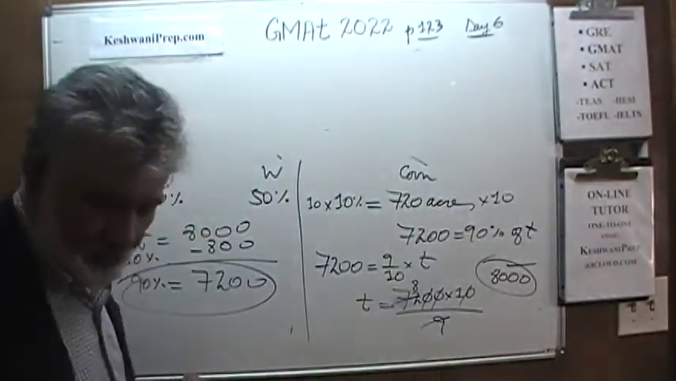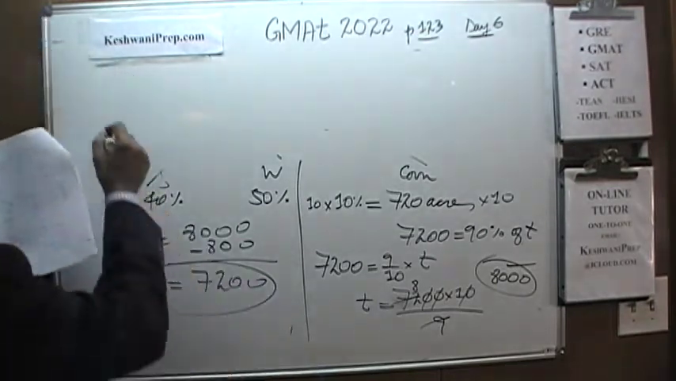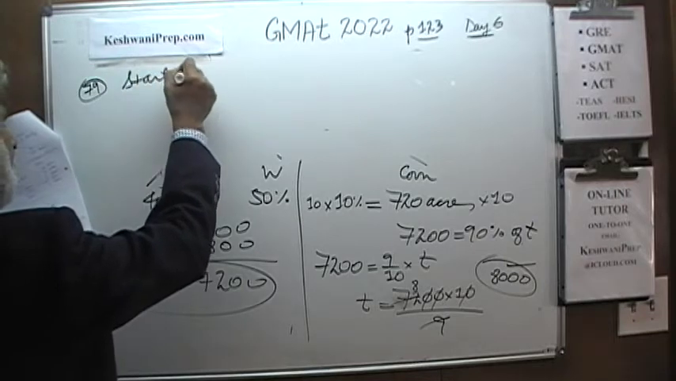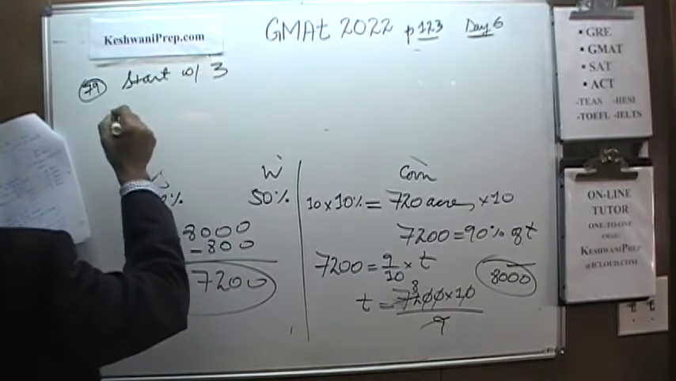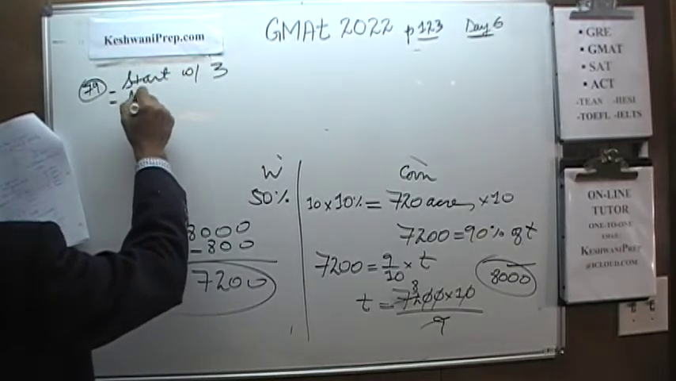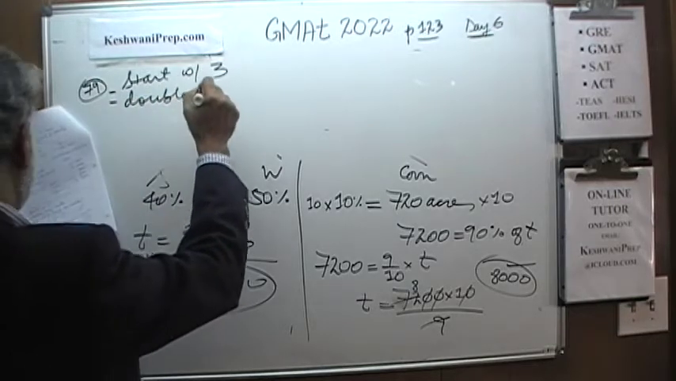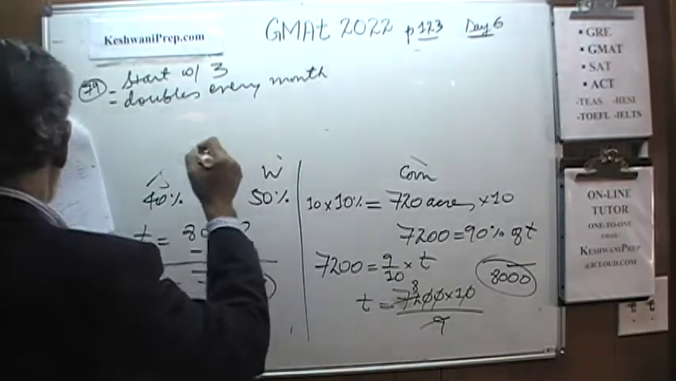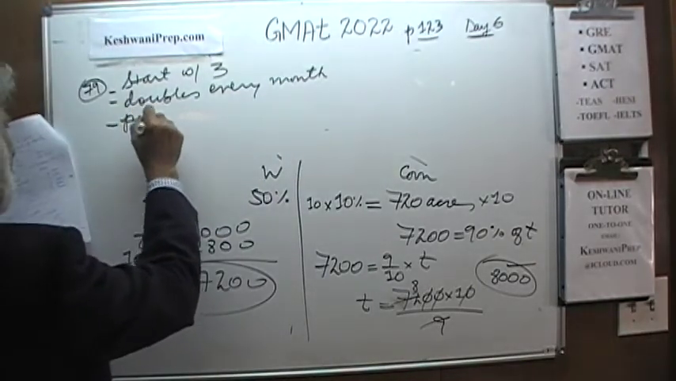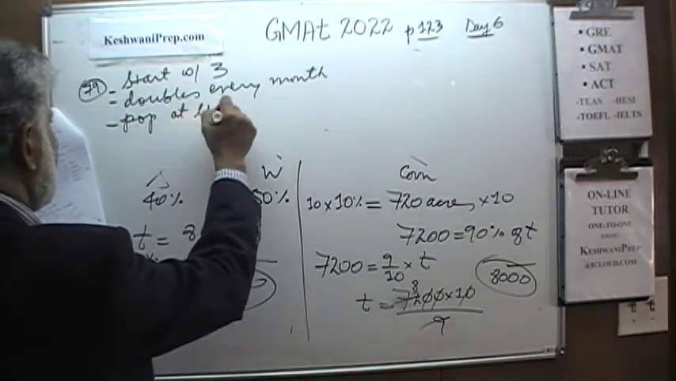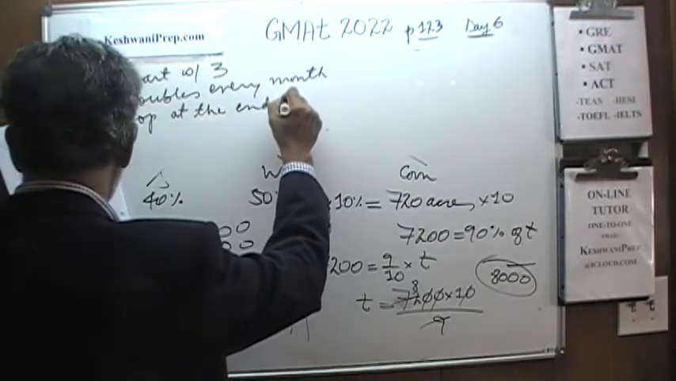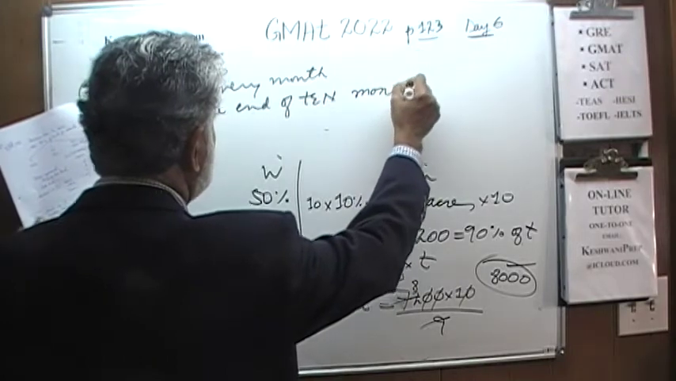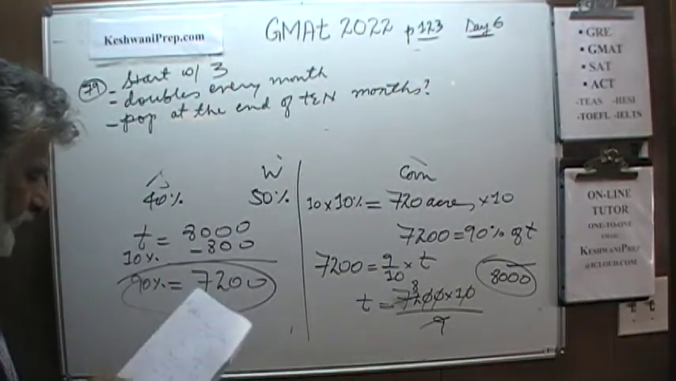In 79, we are told that we start with 3. And then it doubles every month. The question is, what's the population at the end of 10 months? What's the population at the end of 10 months?